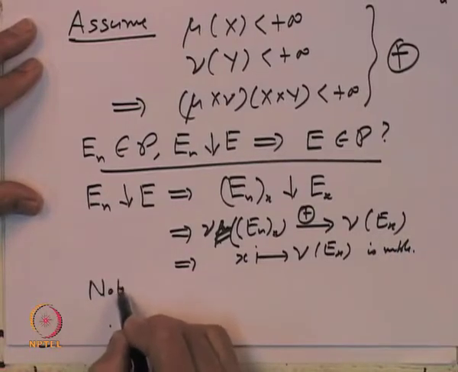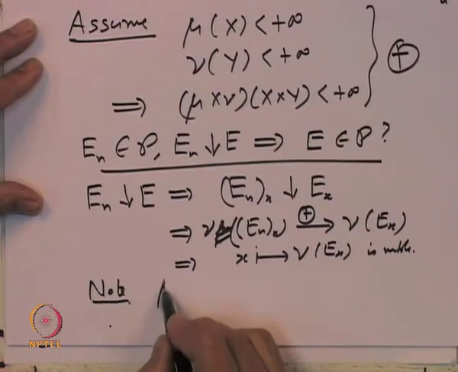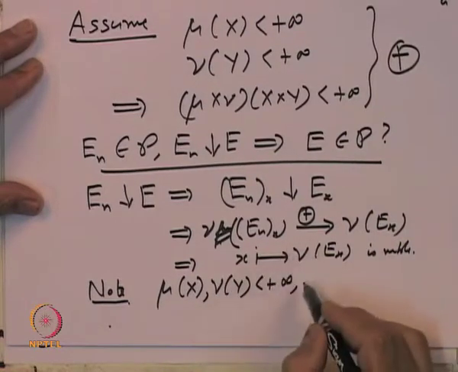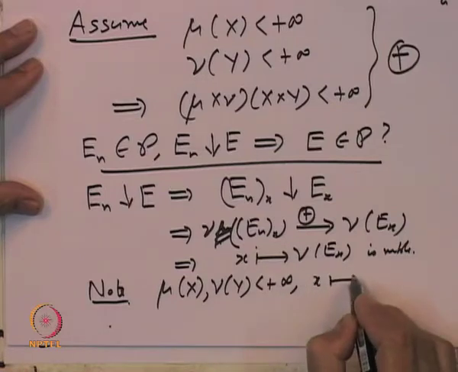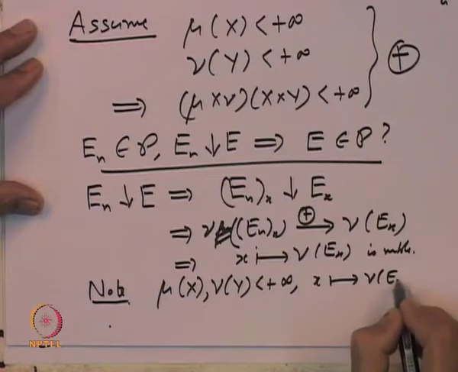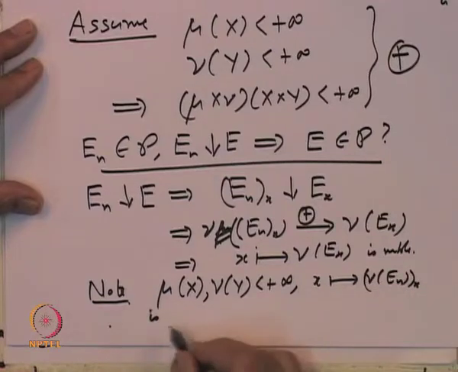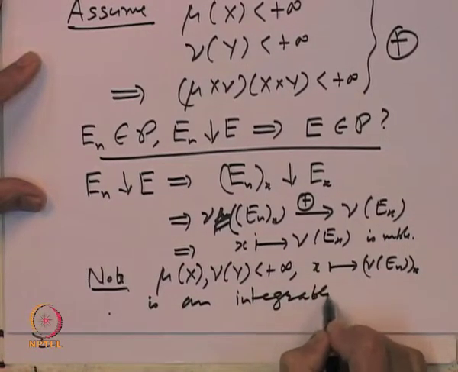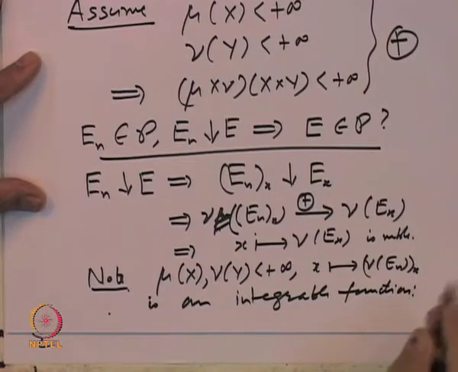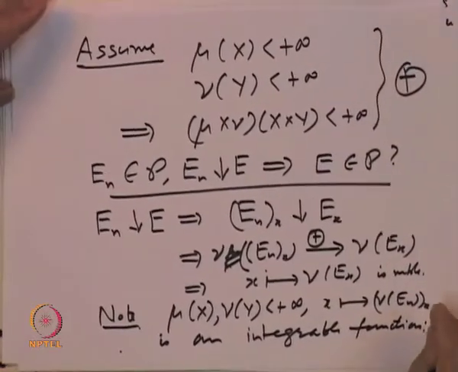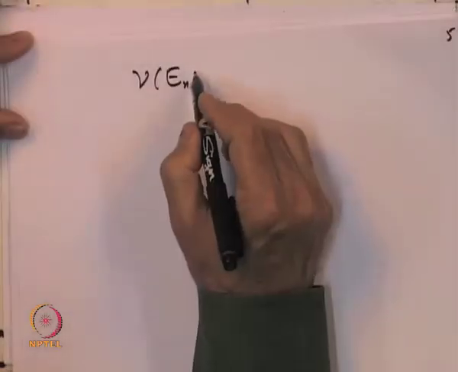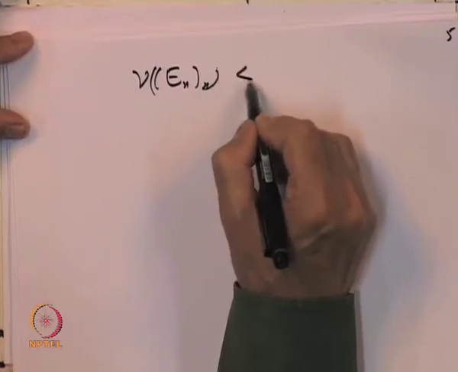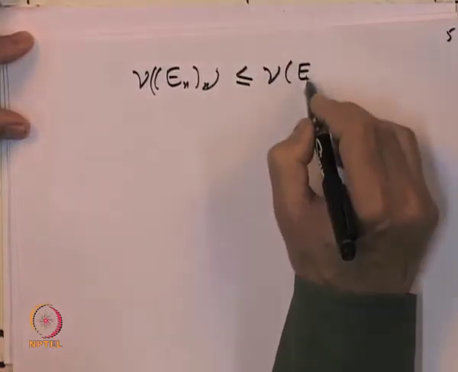But let us note an observation: because mu of x is finite and nu of y is finite, each of the functions x going to nu of E_n x is an integrable function. Why is that? Because it is a decreasing sequence. Let us observe nu of E_n x. For every n, this non-negative function is less than or equal to nu of E_1 of x.